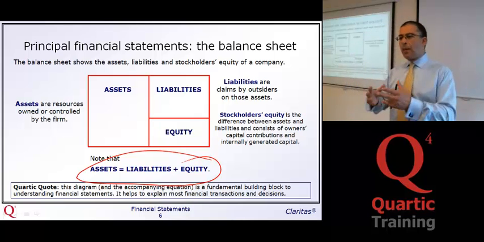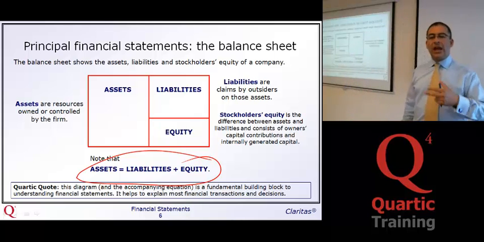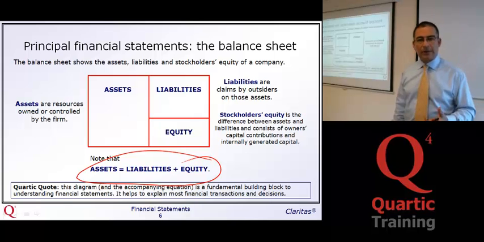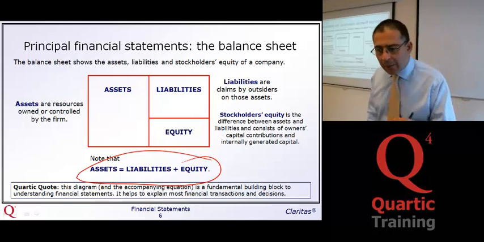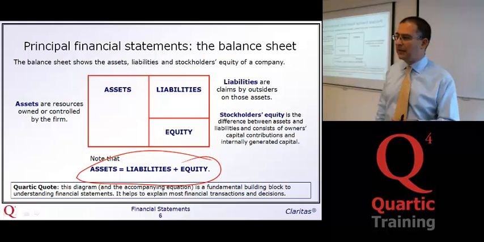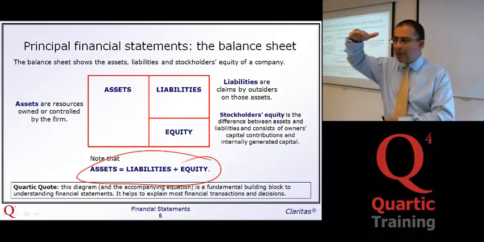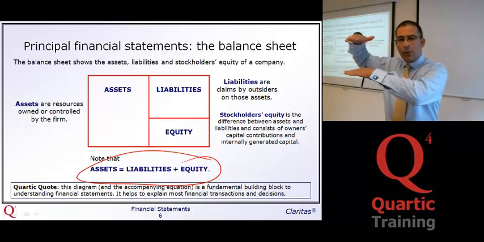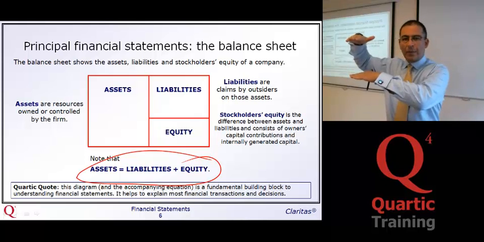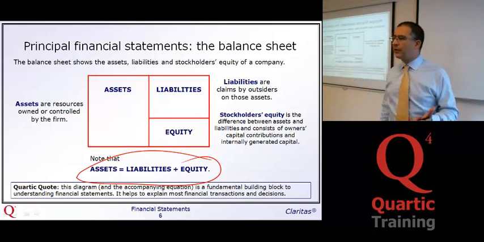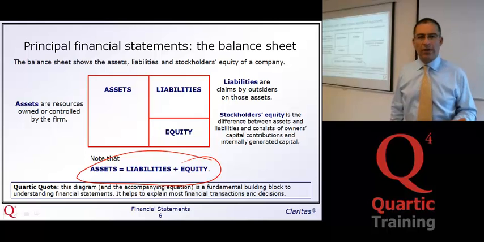And so, coming back to the equation, because assets equals liabilities plus equity, we can say that equity equals assets minus liabilities. So assets are all the positive things the company owns, liabilities are all the negative things the company owes other people, and equity is the difference, which is therefore the net worth.